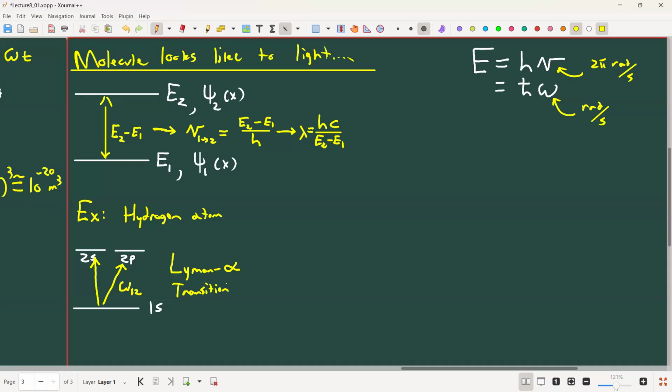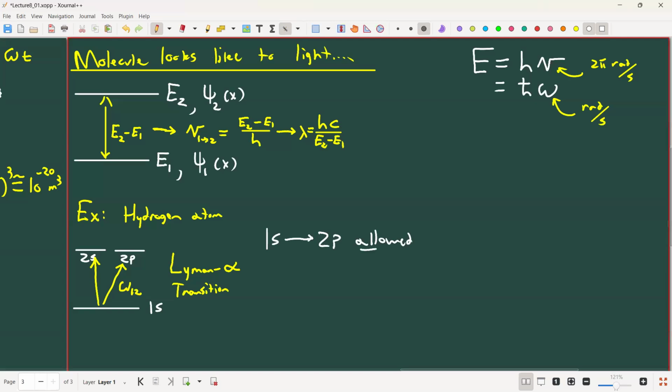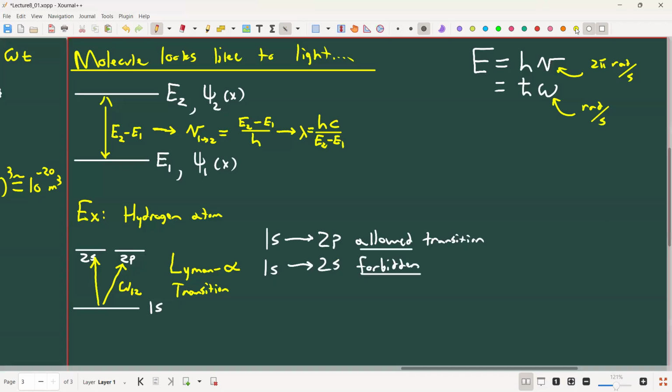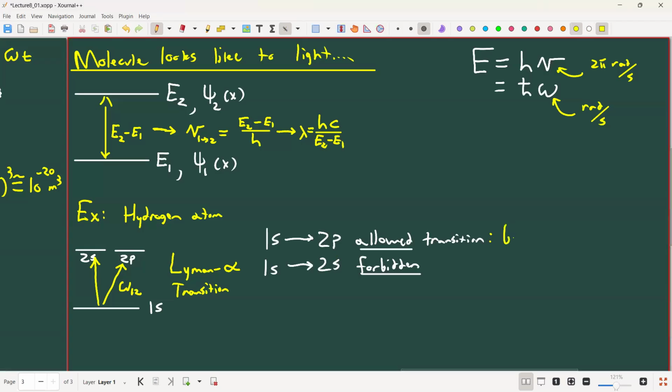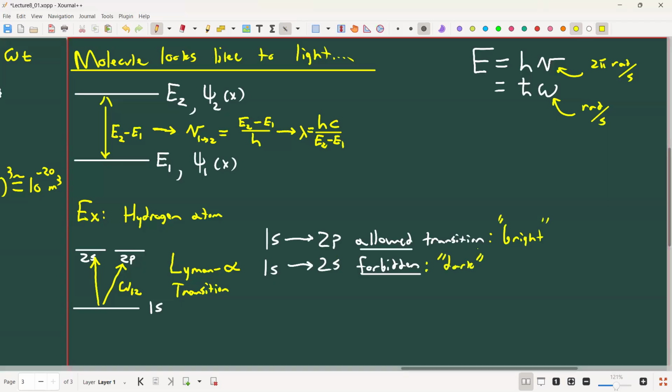All right, there's a key lesson to be learned in this. What you find in experiment, is that 1s to 2p is what's called an allowed transition, meaning it's bright and you can absorb, it emits. And 1s to 2s is forbidden. We have different terms for that. We sometimes call these allowed transitions bright transitions. And these are called dark transitions. So interestingly, one is bright and one is dark. One emits and the other one doesn't. Let's try to understand why that is.